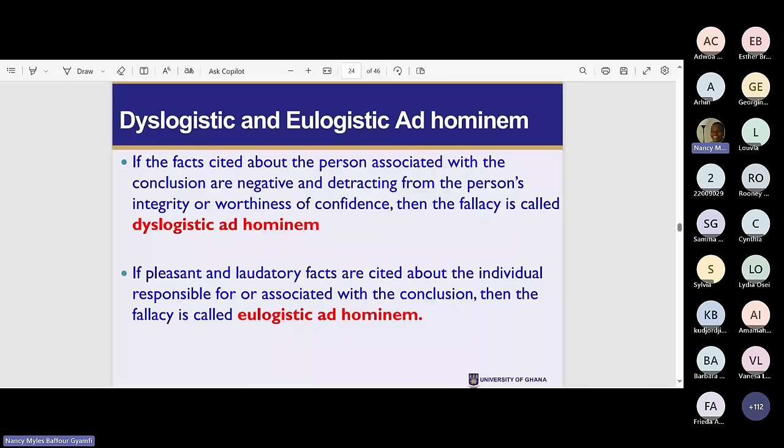Thank you very much. Harriet, read the other one. About the individual responsible for or associated with the conclusion, then the fallacy is called eulogistic ad hominem. Well done.